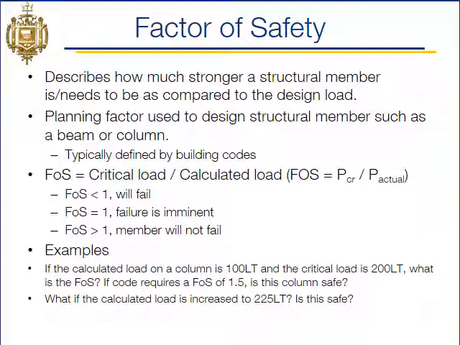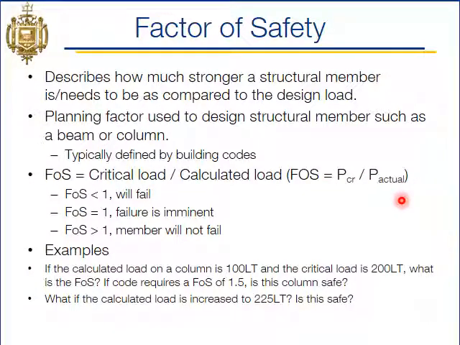And so the way we figure out if our column is designed properly is we will calculate the critical load that would cause buckling, right? So that's irrespective of how the building is designed. This is just that one piece, what force will cause that to buckle, right? And then we divide that by what our actual or our design load is supposed to be, right?